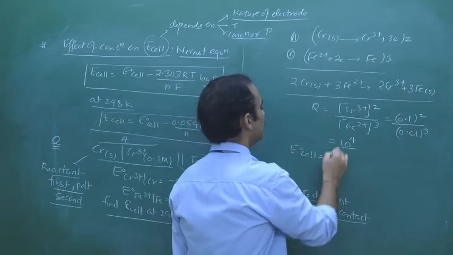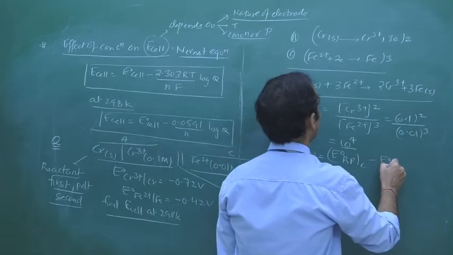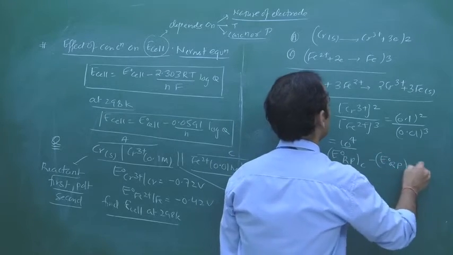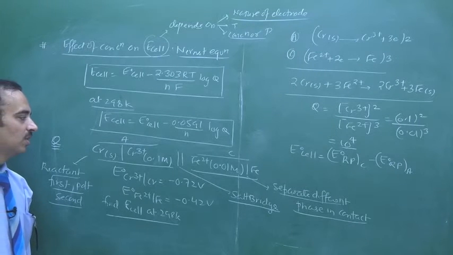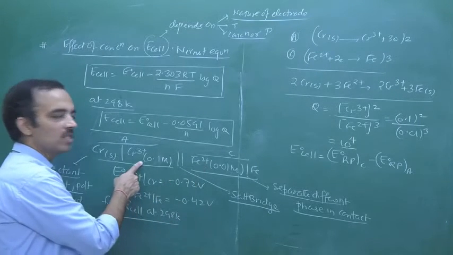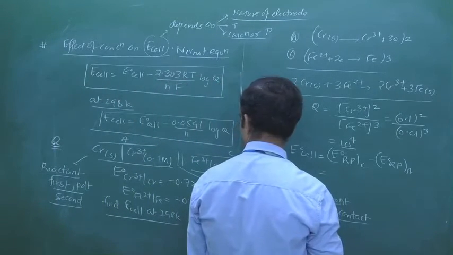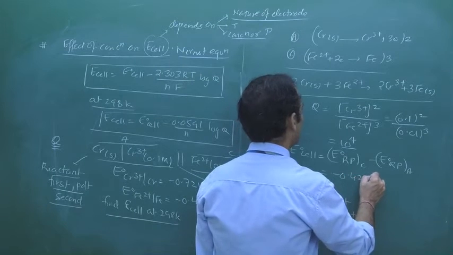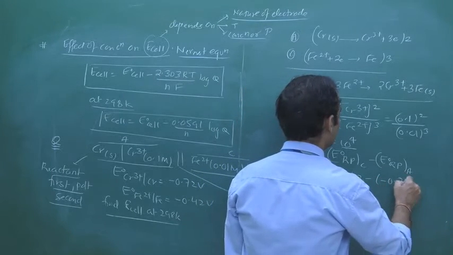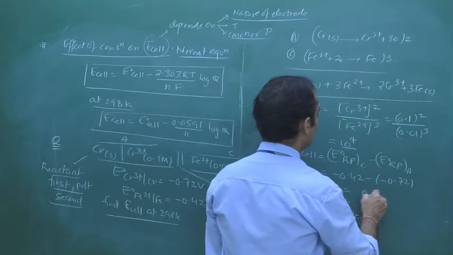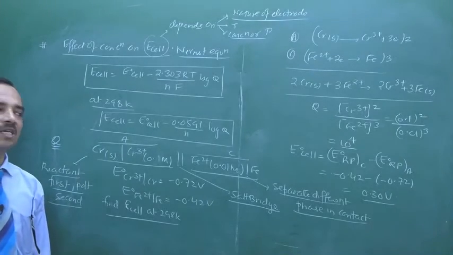E naught cell is E naught Rp of cathode minus E naught Rp of anode. Cathode is this one, anode is this one. So, Rp of cathode is minus 0.42. Rp of anode is minus 0.72. And this comes out to be 0.30 volt. Is it clear? This is E naught cell.